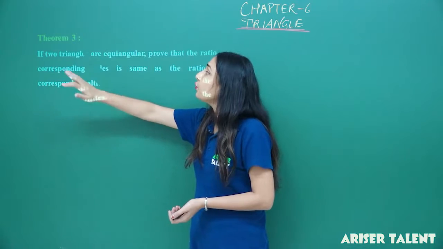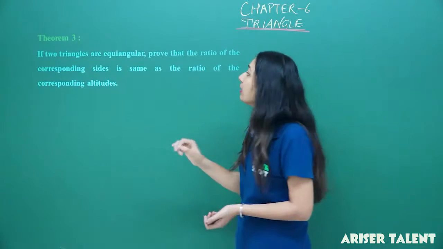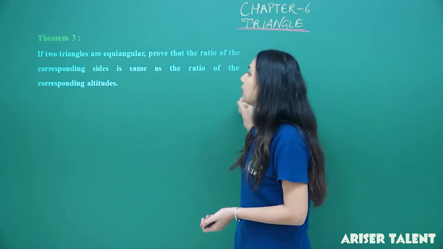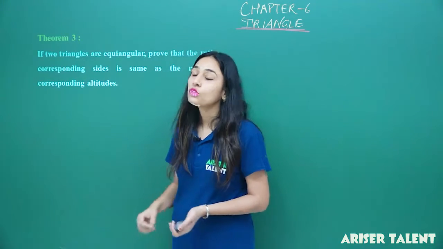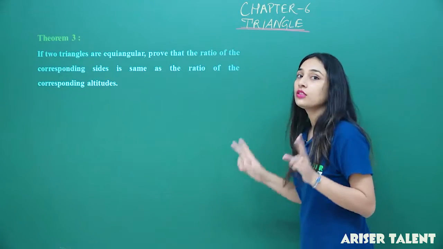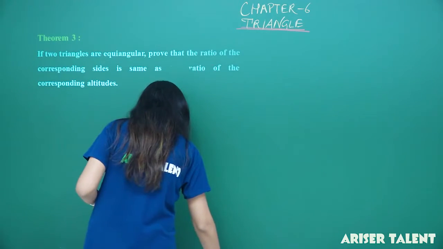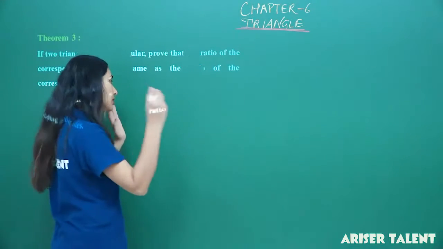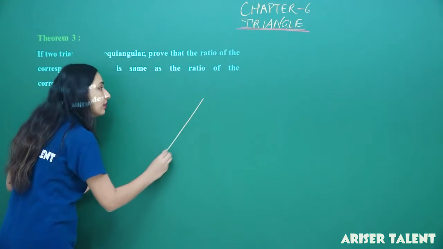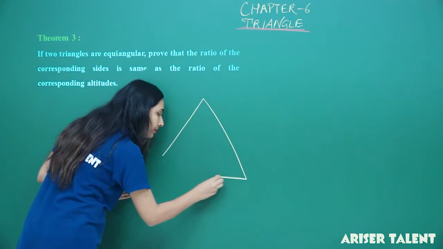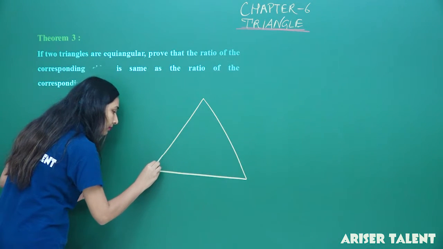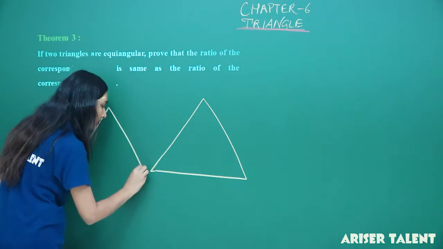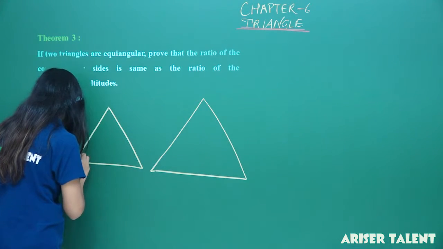This theorem here: if two triangles are equiangular, prove that the ratio of the corresponding sides is the same as the ratio of the corresponding altitudes. Okay, so we will just first draw what it's saying. Let's draw this. If two triangles are equiangular, let's first draw two big triangles here, and let's draw one similar triangle here. Let's say a triangle here.